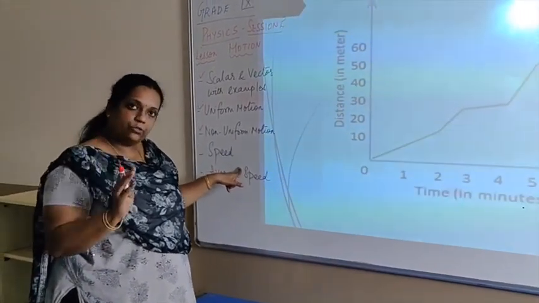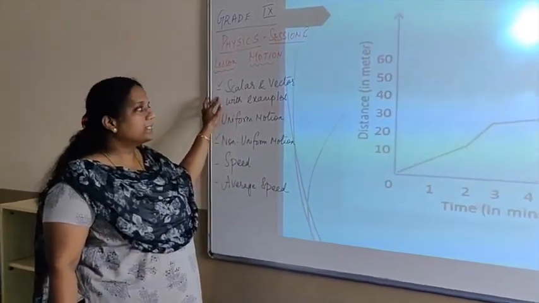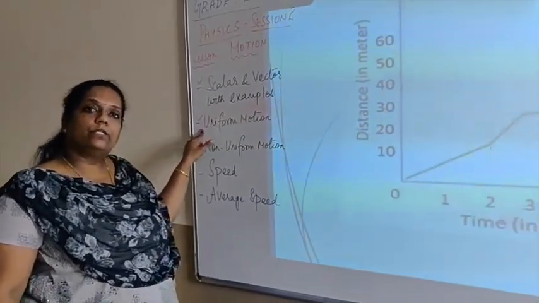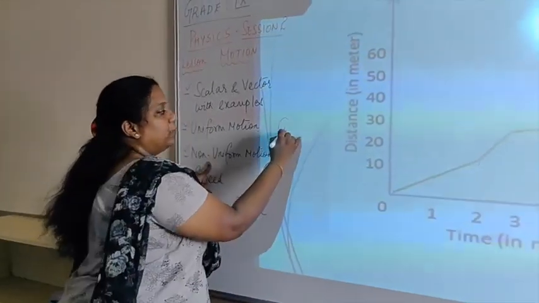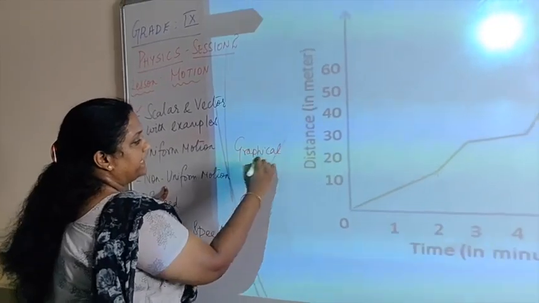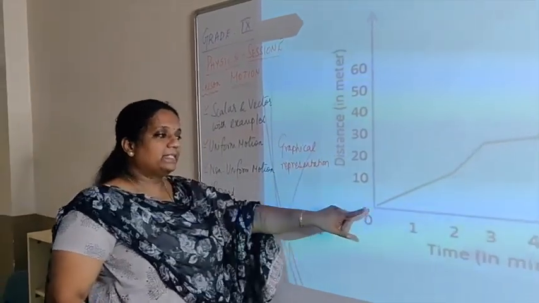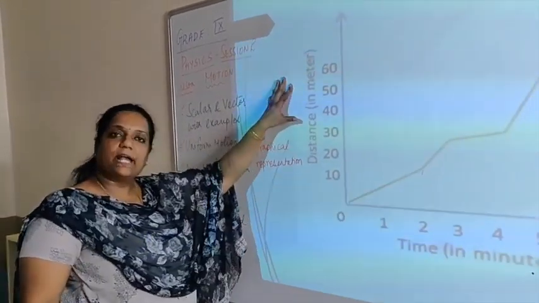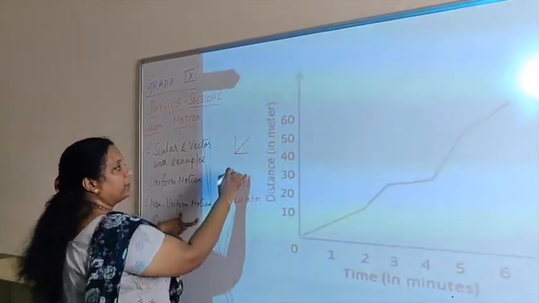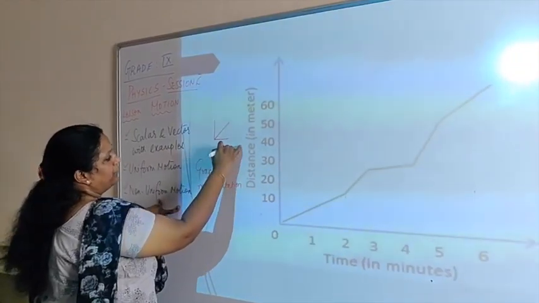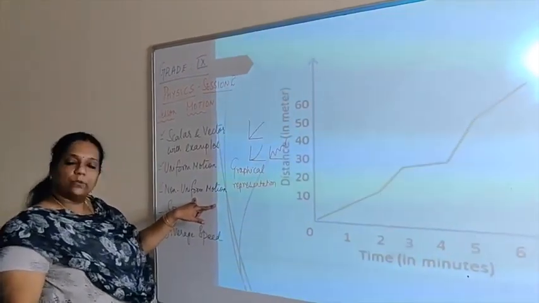So what did we do till now in today's session? We started off with a quick recap of scalar and vector quantities with examples. We tried to understand what is uniform motion and what is non-uniform motion. We also looked at the graphical representation of both types of motion, uniform and non-uniform. On the x-axis we had time, on the y-axis we have the distance. In uniform motion, the graph is a straight line, the slope, and in non-uniform motion, it could be any shape because the object is covering unequal distances in equal intervals of time.